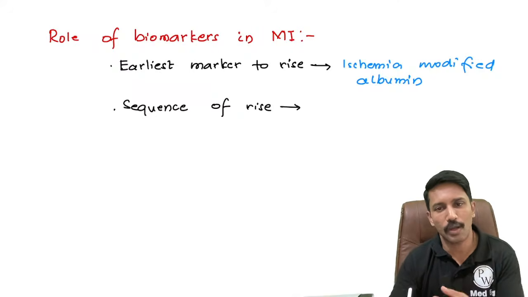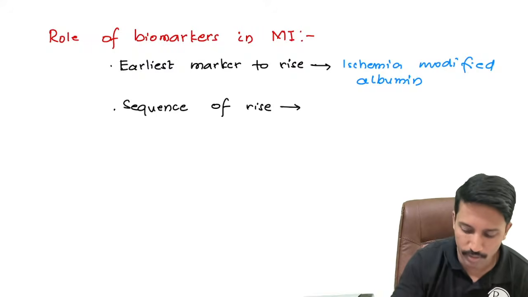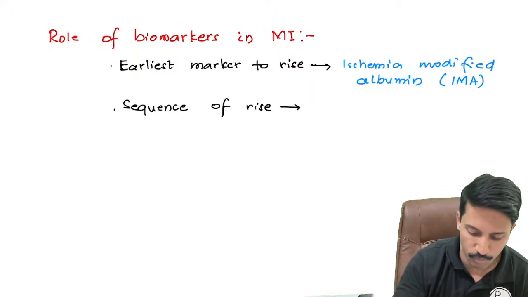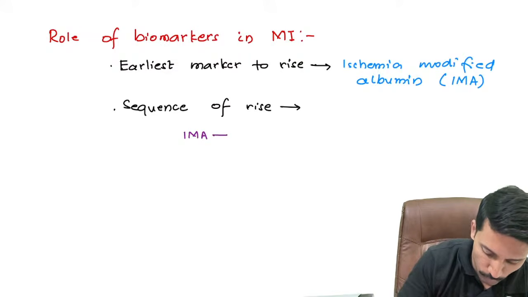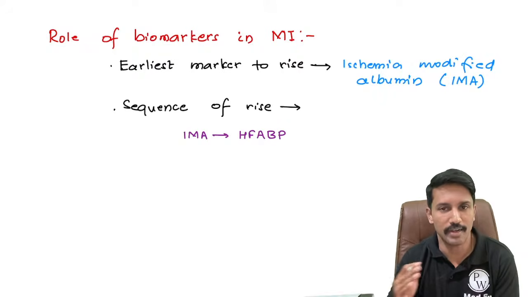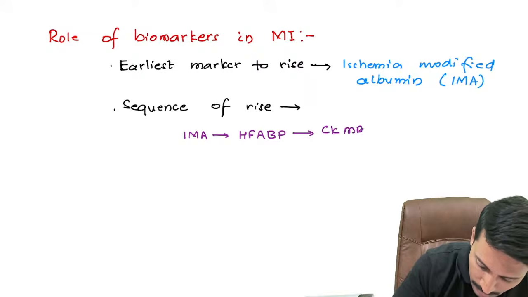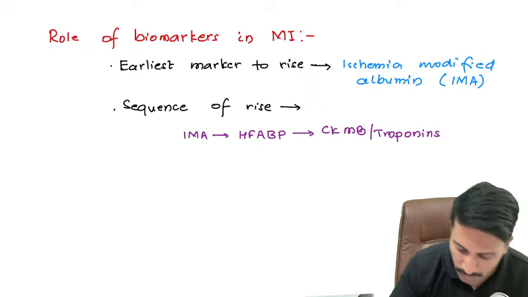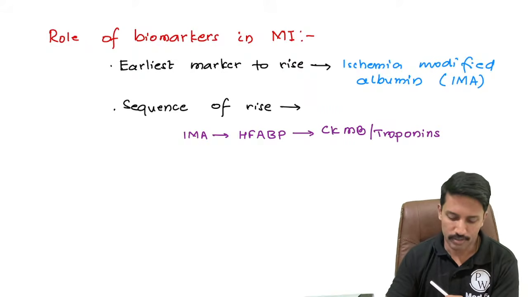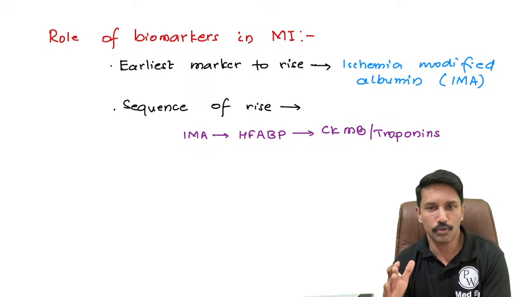Once upon a time, it used to be. Now we have identified so many more molecules which rise even before the myoglobin. So right now it is the IMA or ischemia modified albumin. What is the sequence of rise? The first one to rise is ischemia modified albumin. Followed by that, we have heart type fatty acid binding protein. Next one is your CKMB, and almost same time you have roughly troponins. CKMB and troponins. So this is the most important sequence that I want you to remember.